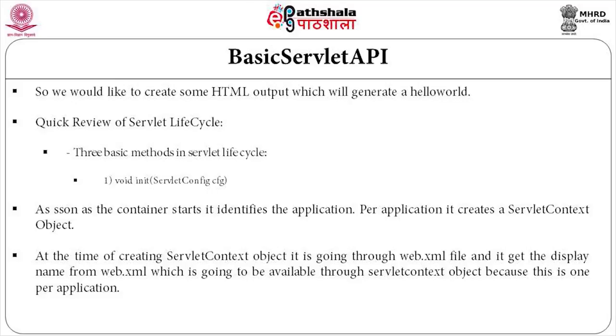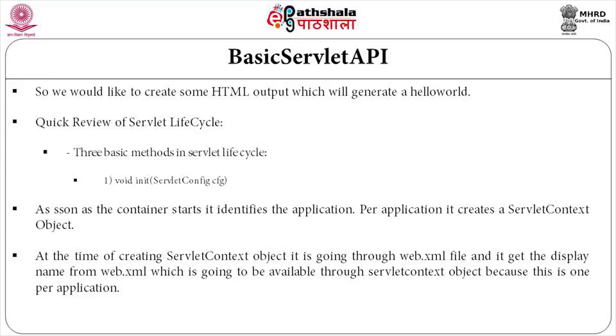So, going through the things happening on the server side. What happens within the container? As soon as the container is started, it identifies the application. For every application, it creates a servlet context object. This we already know. Now, when it is creating the servlet context object, it is going through that web.xml file, the deployment descriptor file. From the deployment descriptor, it has read the display name, which is going to be available through the servlet context object, because this is one per application.